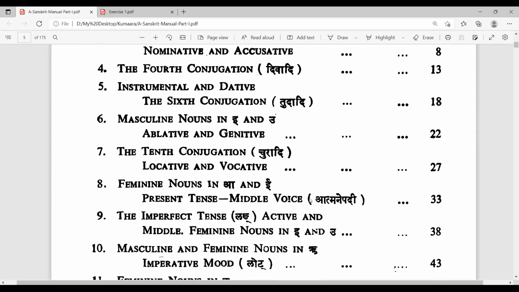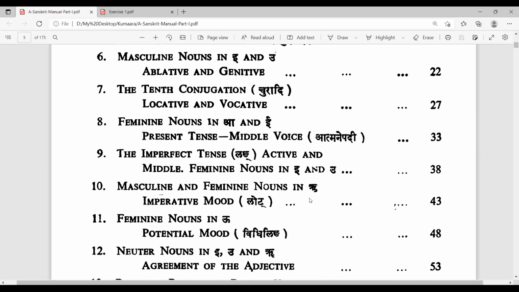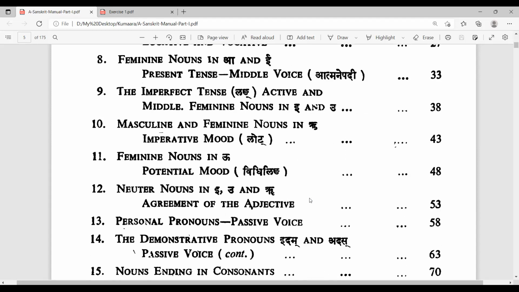Then 10th conjugation, Churadigana, locative and vocative. Then feminine nouns in Akaranta and Ikaranta. Then present tense, Latlakara, middle voice. You can know these terms, all these peculiar name words they use, middle voice, Atmanepadi. So we will use Samskrita words only. Imperfect tense, Langlakara, active and middle. Active voice, and middle is Atmanepadi. And feminine nouns in Ikaranta and Ukaranta.